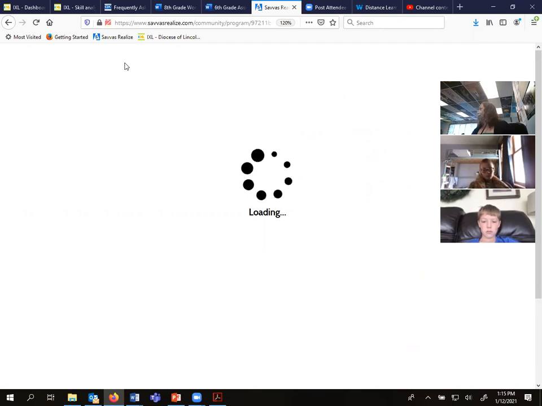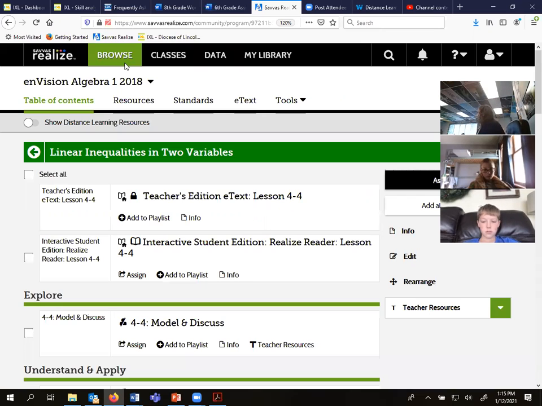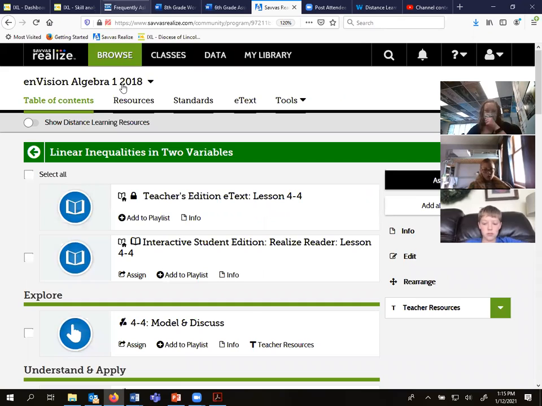So yeah, it's still going to be really slow because I have Zoom on. So it's going to take a while to get in between things.